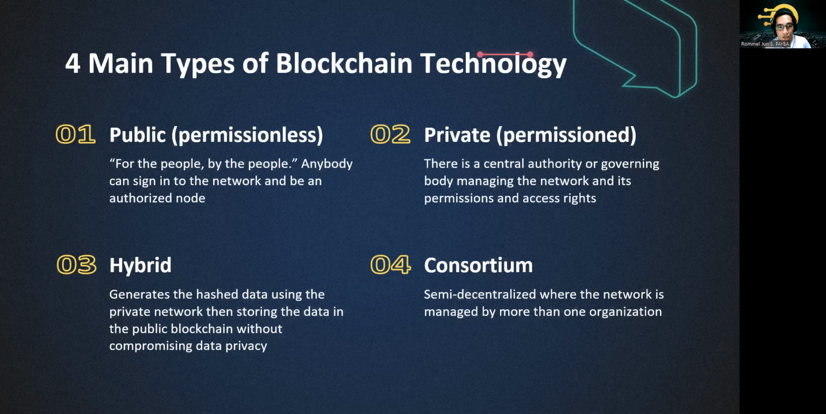Lastly, we have the consortium. It's a consortium because multiple organizations have influence or authority over the network. It is similarly decentralized. It is fast and scalable as well. Network regulations are in charge of preserving security and privacy in a consortium.